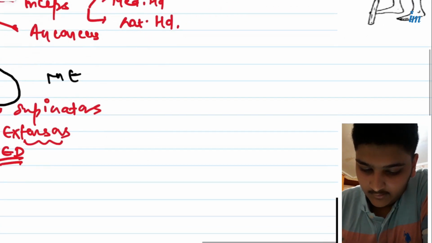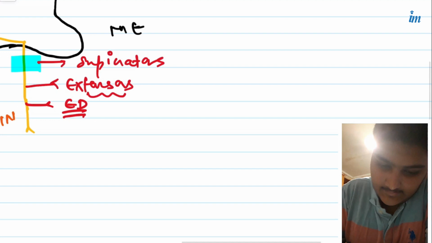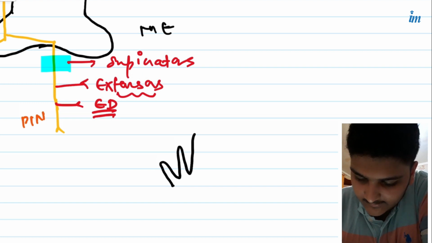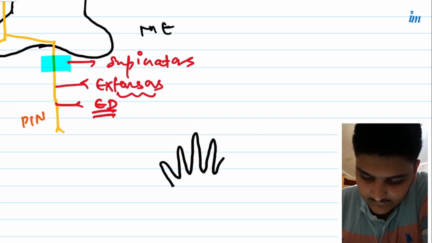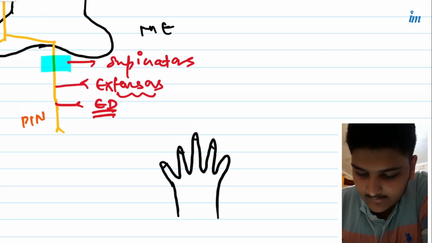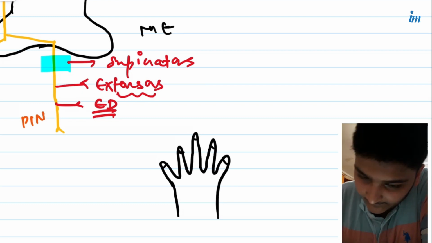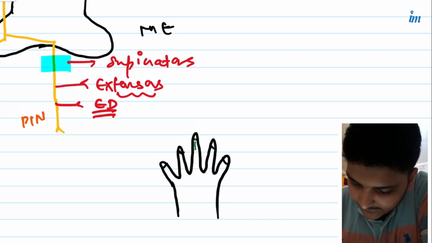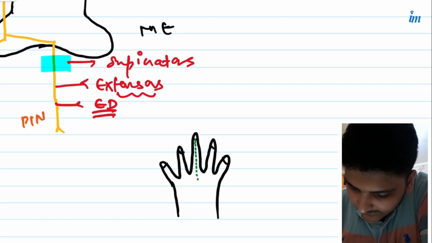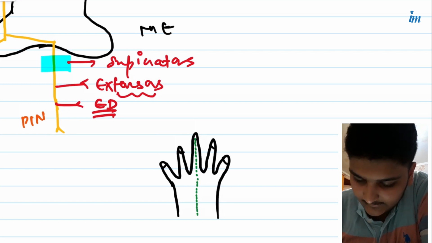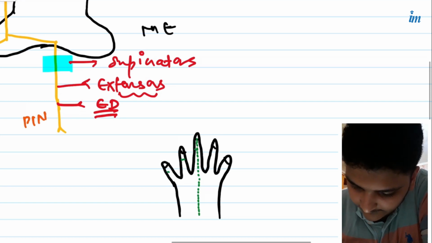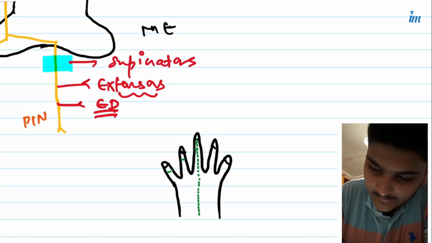Okay, for this superficial branch, say that here is the dorsum of your hand. Now this part, the lateral 2.5 or 3.5 digits, will be supplied by your radial nerve.